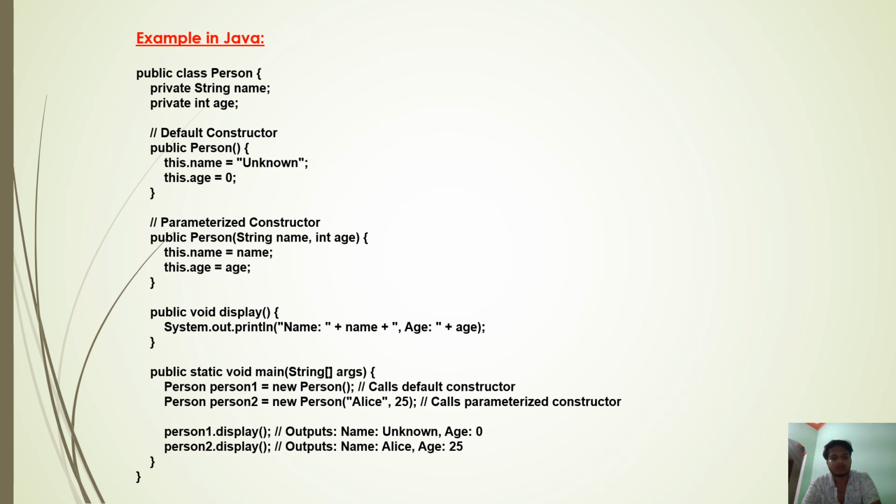Public static void main(String[] args): Person person1 = new Person, which calls the default constructor. Person person2 = new Person("Alice", 25), which calls the parameterized constructor. Person 1 displays output: name unknown, age 0. Person 2 displays output: name Alice, age 25.